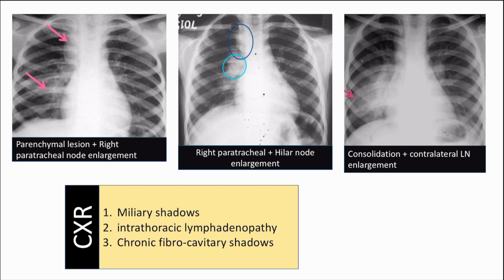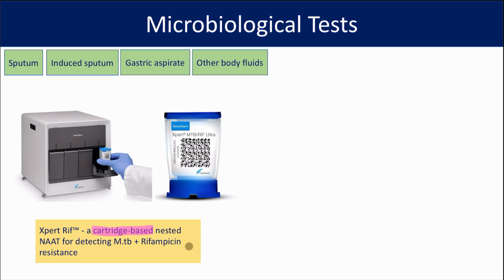Okay. So once again, there is paratracheal lymph node enlargement on the right side with right hilar lymphadenopathy. Look here, there is a consolidation present in the right middle lobe, as well as a contralateral lymph node enlargement. So these are a few patterns which will tell you that this is highly suggestive of TB. So never forget miliary shadows. This is number one. Number two, intrathoracic lymphadenopathy, that is your paratracheal or the hilar lymphadenopathy. Third is your chronic fibrocavitary shadows. These three patterns are highly suggestive of tuberculosis in children.